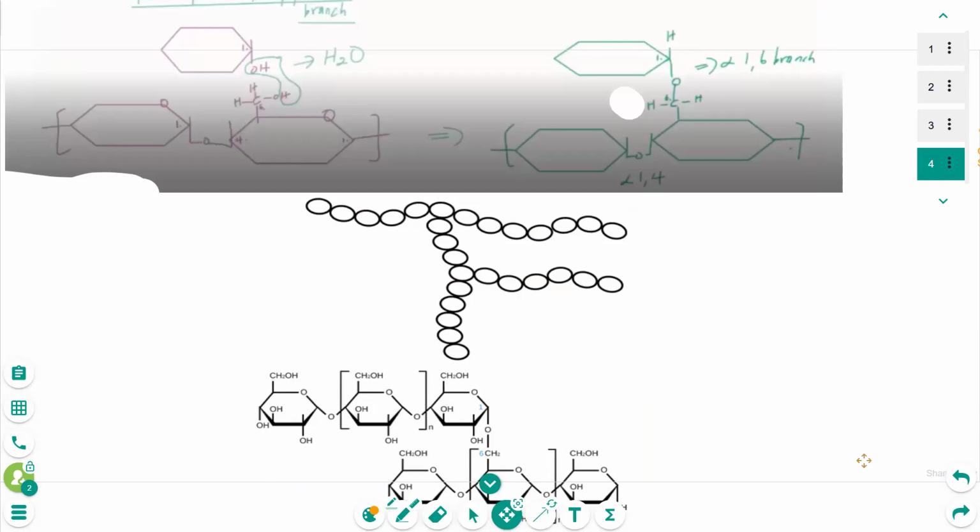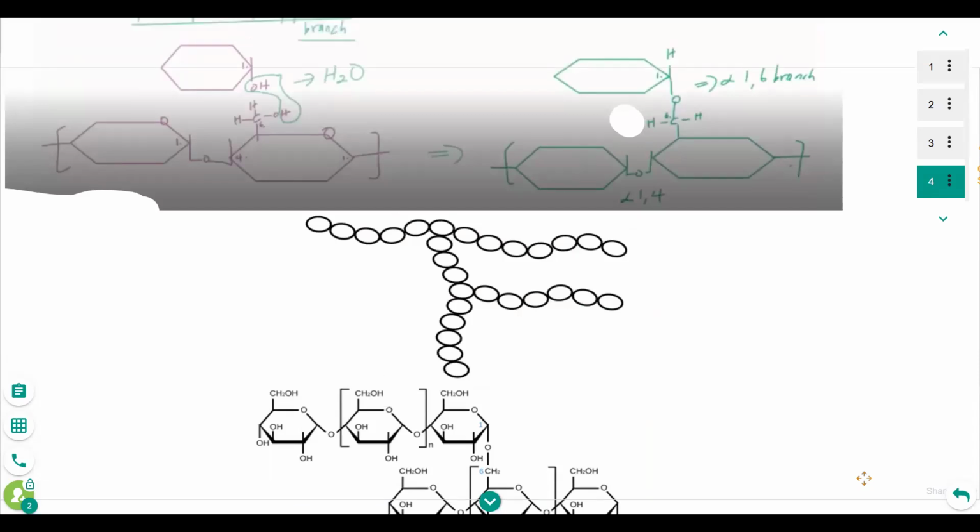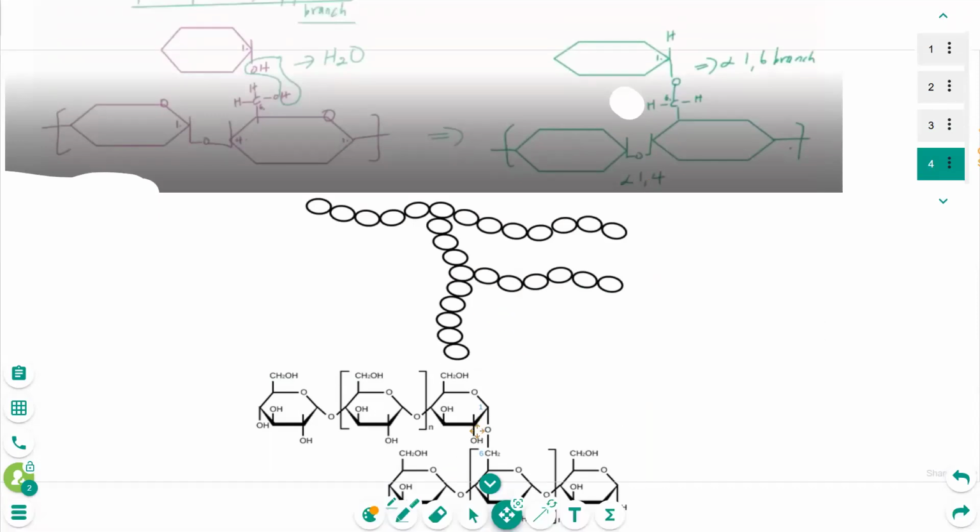Oh, sorry, I'm just seeing that there was, yeah, the amylose reacts with the potassium iodine complex. I'm just seeing that.